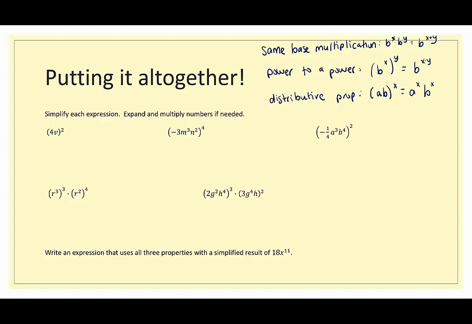Okay, so let's look at these 5 examples, and then there's a little challenge at the end. I always encourage you, pause the video, try these first, and then compare your notes with me.